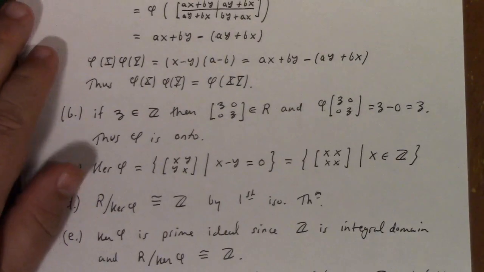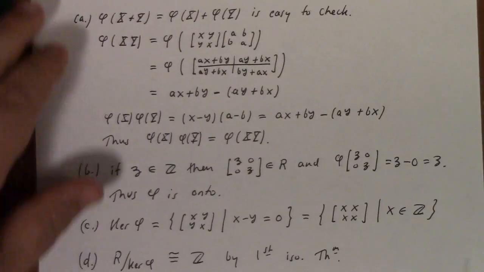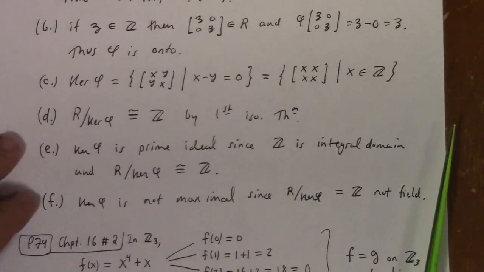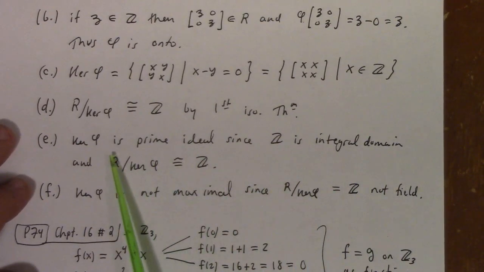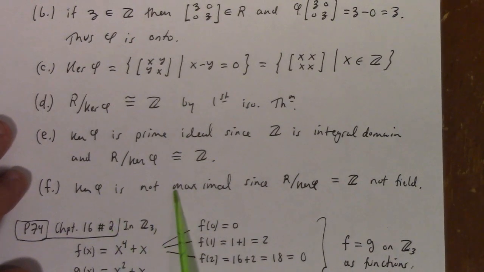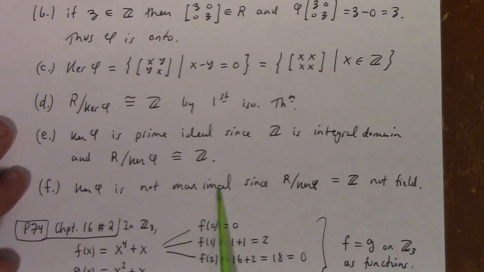And you can see that the kernel is not maximal since the quotient by the kernel is equal to, my bad, I think I was out of frame there, sorry about that. So the kernel is not maximal because R mod the kernel is the integers as we just discussed, so that's not a field, which means that it's not maximal because an ideal is maximal if and only if the quotient by the ideal is a field in the context of a commutative ring with identity. All right.